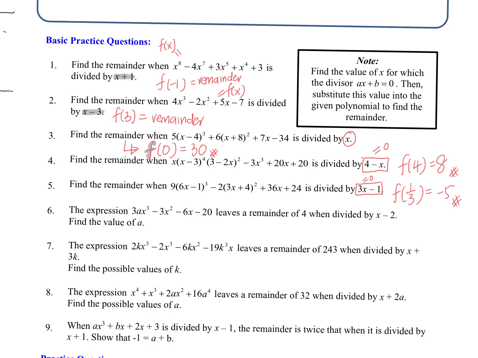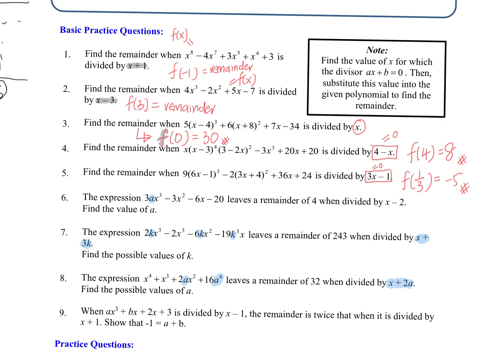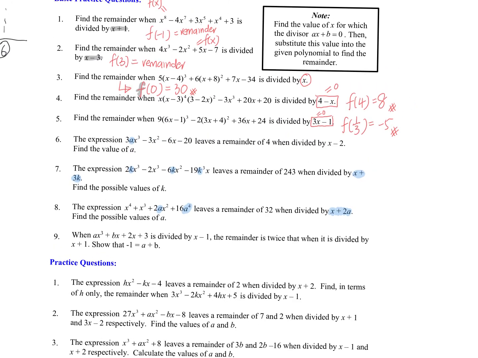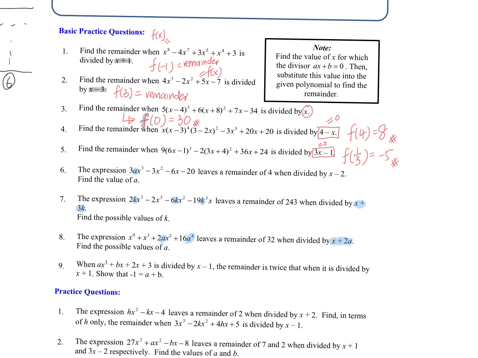Okay, then 5, 6, 7, 8, 9 is a bit different. They have unknown values inside your expression. And then divisor is not a constant number. So this is slightly different, not your usual question. Okay, but the approach is the same. So I'm going to show you question 6.